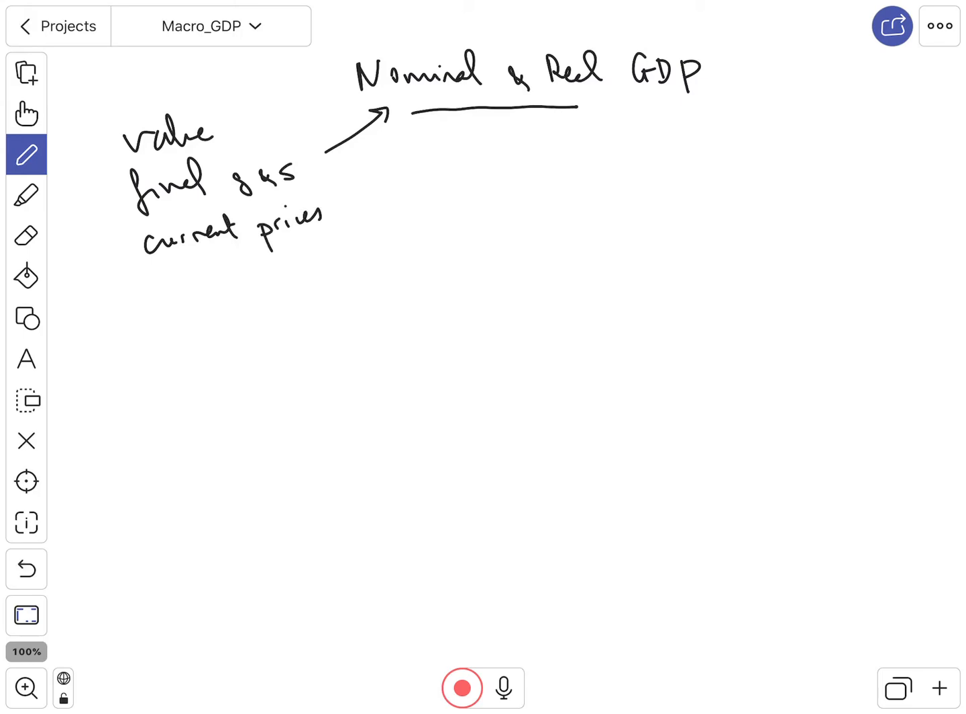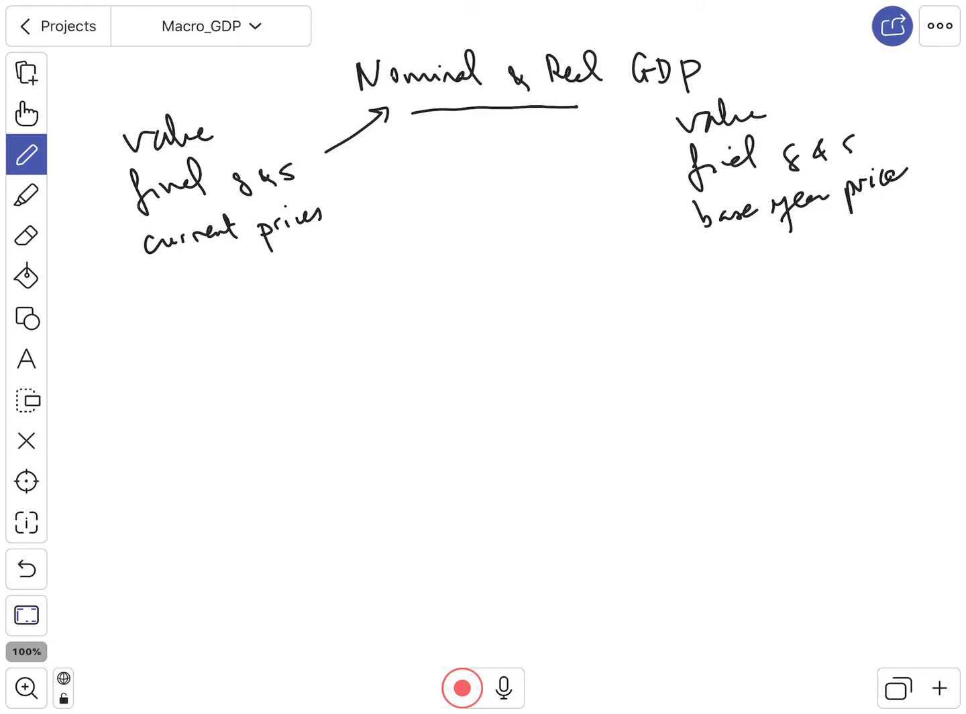The real GDP is again a value, in dollars, of final goods and services, the same until now, but these are evaluated at base year prices. So we have to determine what is the base year that we will use in order to compute the real GDP.